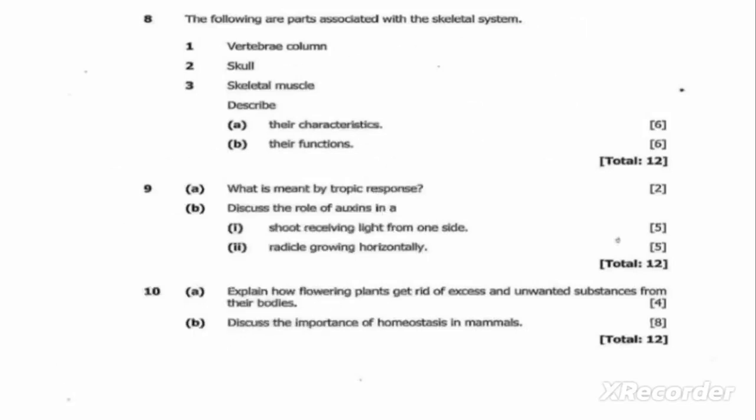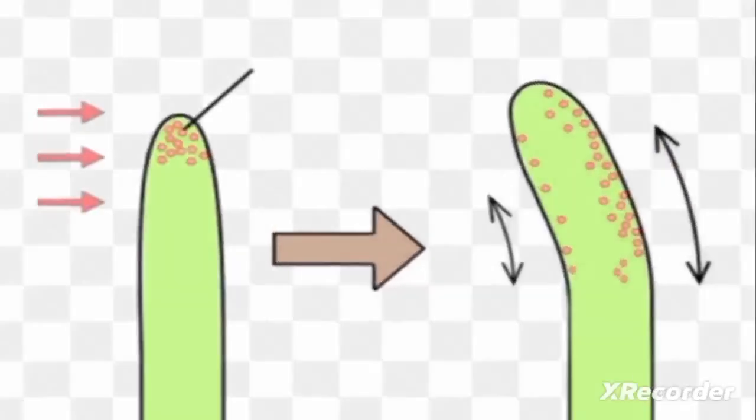We move on to the next question, which is question 9b. The question reads: discuss the role of auxins in a shoot receiving light from one side. We know that auxins are hormones responsible for growth in the shoot, and auxins respond negatively to light. In short, auxins move away from light.